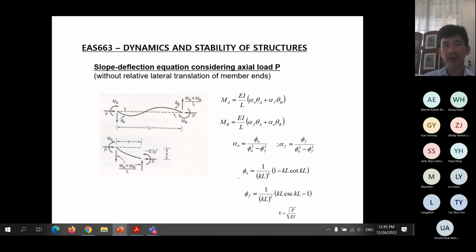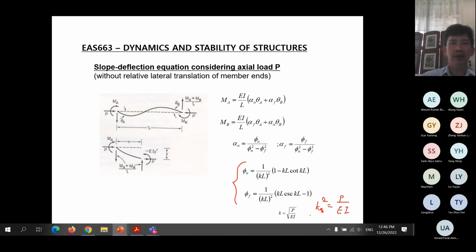And phi n and phi f are a fairly complicated form, which is given by these equations, where k is given by this equation, which we normally use very often. K square is P over EI, or K is the square root of P over EI. So we have seen this many times, okay? When you are asked to solve this equation, these equations will be given to you, or you can refer to a reference, because they are fairly complicated and there is no need to remember them, okay?